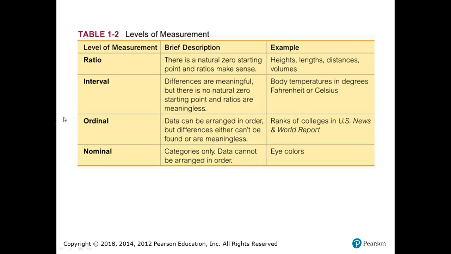Ordinal is when data can be arranged in order, but differences either can't be found or are meaningless. And then nominal is when there are categories only. Data cannot be arranged in order. So eye colors, well, you can't really quantify it. Having green eyes versus brown eyes, it can't be arranged in descending or ascending order.